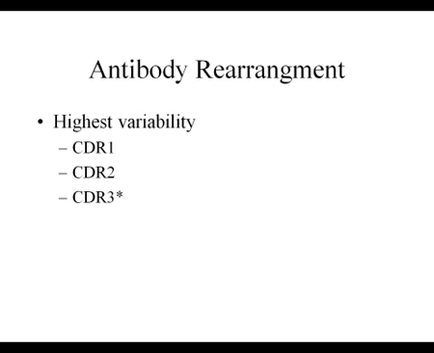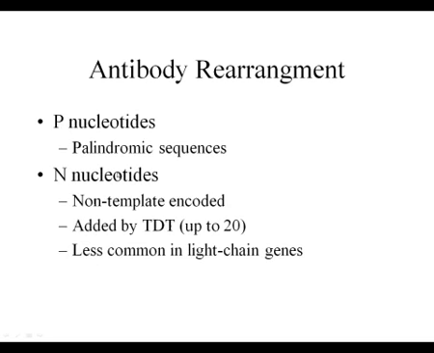Yeah, CDR3 falls at the joint between the V and J segments. There's going to be a lot of variability. CDR3, commit that to memory, is the most variable. It's at that junction. CDR1 and CDR2 are just on the V region.